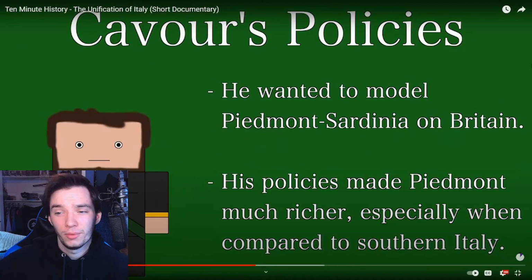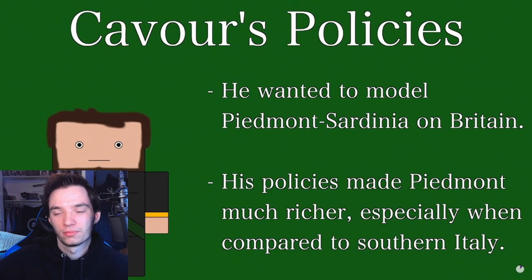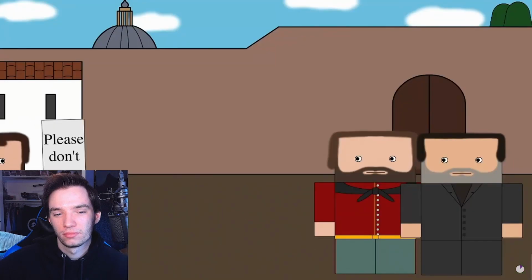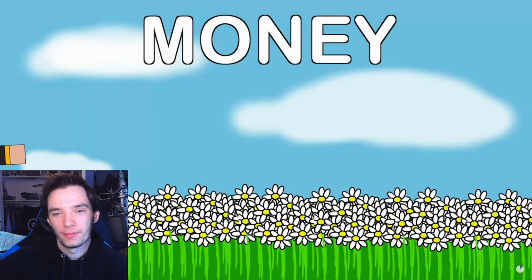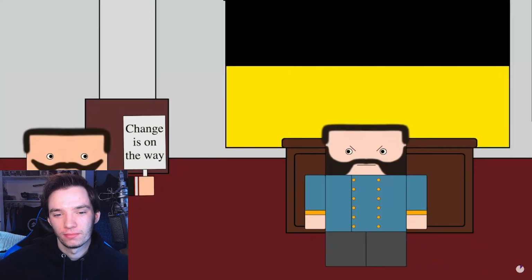Cavour wanted to model Piedmont-Sardinia on Britain. His policies made Piedmont much richer, especially when compared to southern Italy. A pragmatist and a proponent of free trade, he wanted to model Piedmont after Britain, slowly introducing change and avoiding a repeat of the previous decade's revolutionary turmoil. Cavour's policies made Piedmont quite a bit richer and thus able to pursue a more ambitious foreign policy.